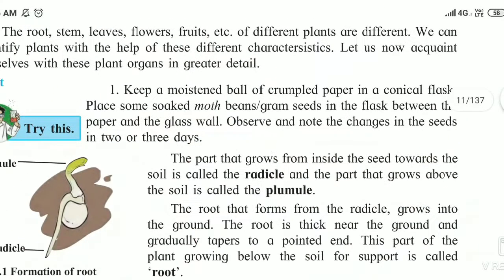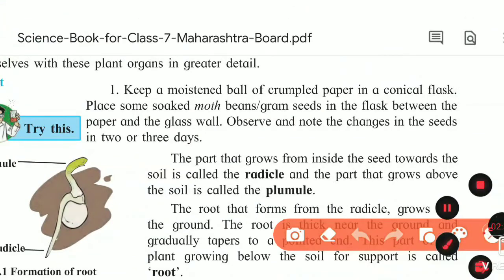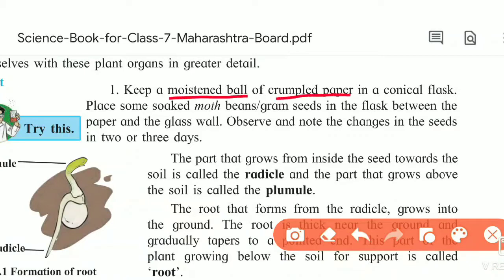Here they told you: keep a moistened ball of crumpled paper in a conical flask. Crumple means we have to crumple it or make a ball of it, and keep it in a conical flask. Place some soaked moth beans and gram seeds in the flask. Soaked means we have to keep them in water for some time, four to five hours, and then keep these moth beans or gram seeds in this flask.